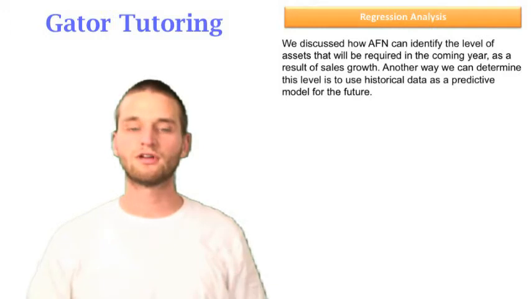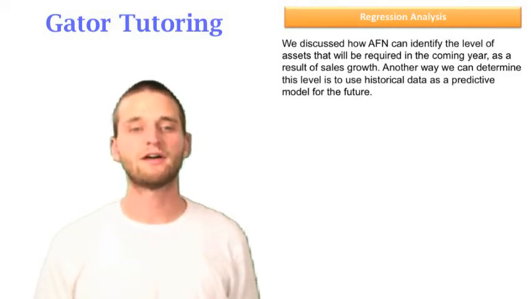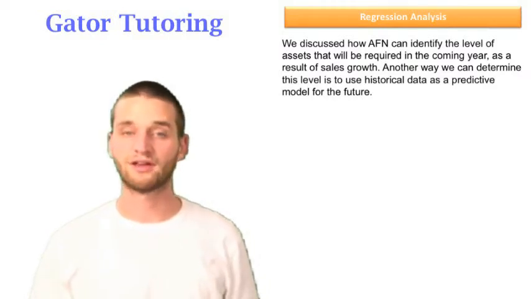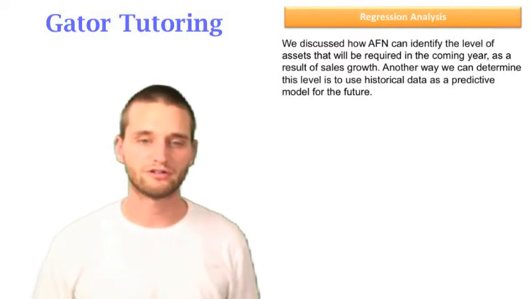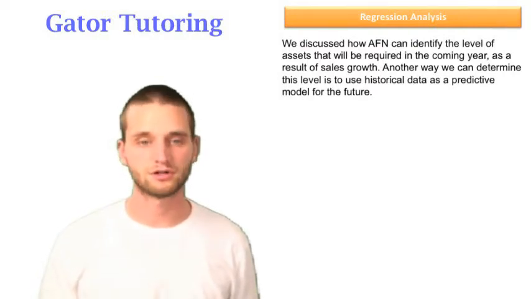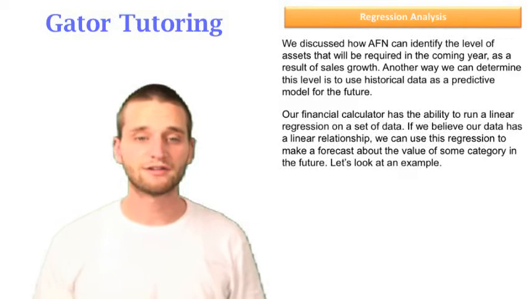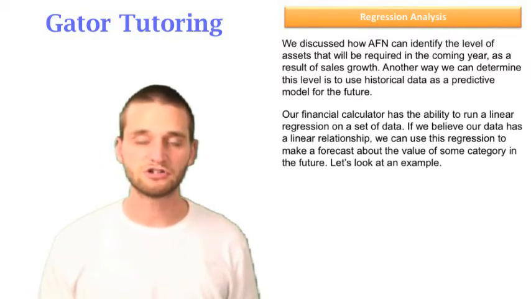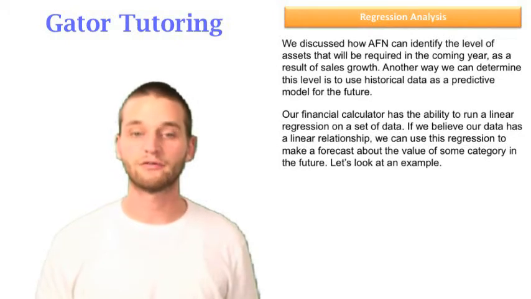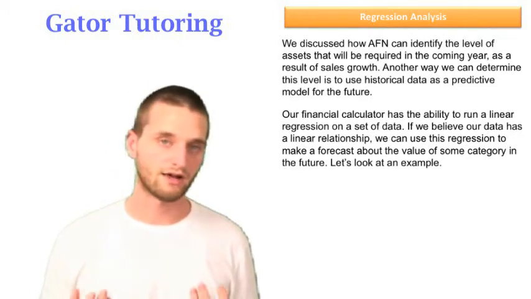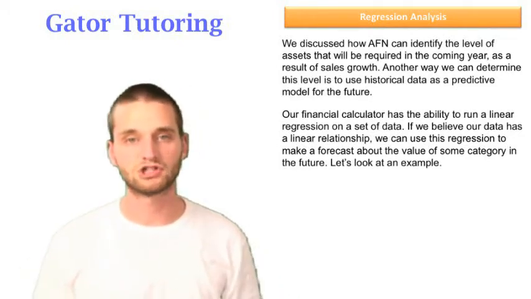So we just discussed how additional funds needed can identify the level of assets that will be required in the coming year as a result of sales growth. Another way we can determine this level is to use historic data as a predictive model for the future. Our financial calculator has the ability to run a linear regression on a set of data. If we believe our data has a linear relationship, we can use this regression to make a forecast about the value of some category in the future, something on our income statement or our balance sheets.